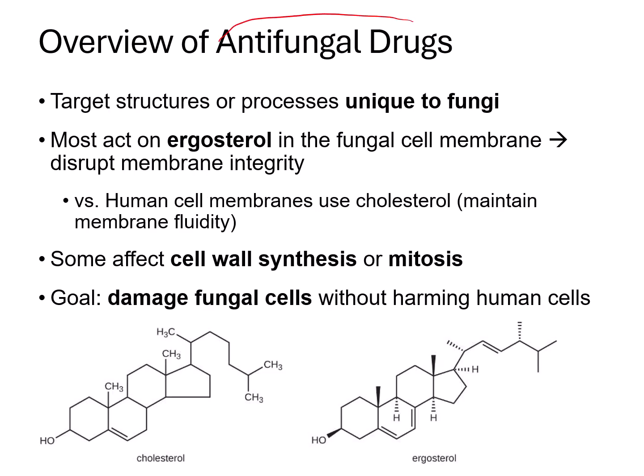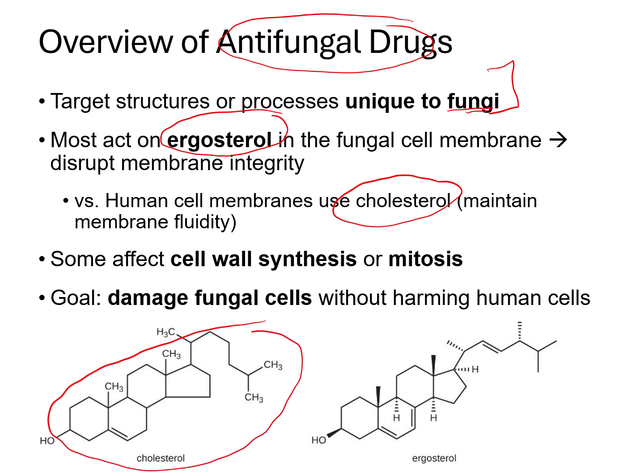Let's start with our antifungal drugs. So these target structures or processes that are unique to fungi and not found in our cells. For instance, fungi contain ergosterol in their cell membranes instead of cholesterol, which is what we have. So cholesterol looks like this. That's what we have in our cell membranes to maintain membrane fluidity, whereas fungi have ergosterol, which is similar in structure but a different chemical compound. So most antifungals either block ergosterol synthesis or bind to ergosterol directly to disrupt the integrity of the cell membrane.